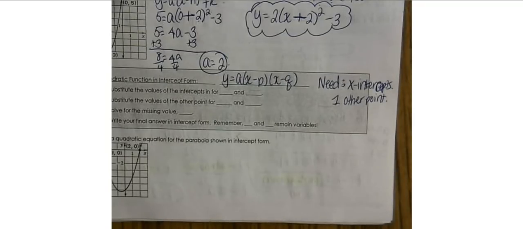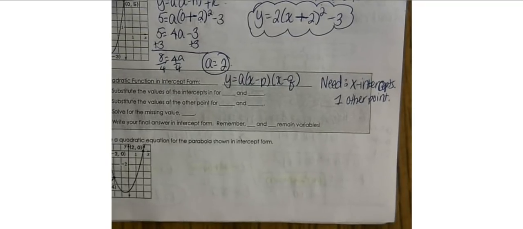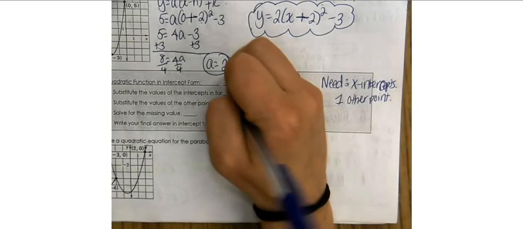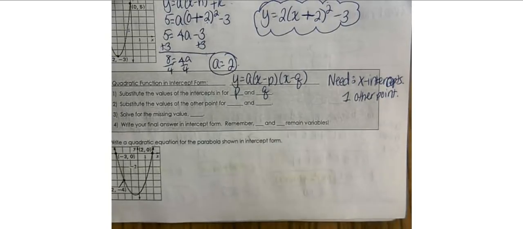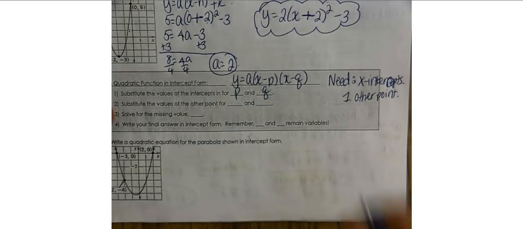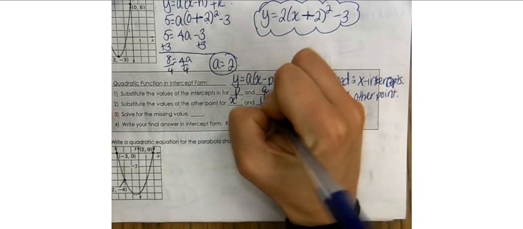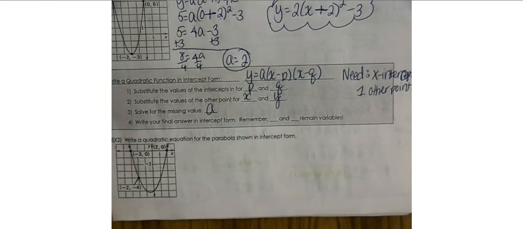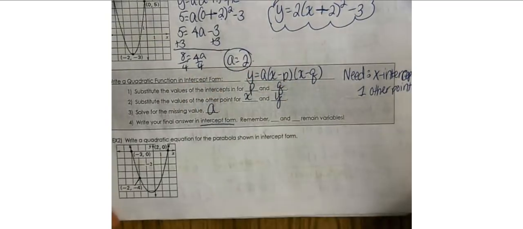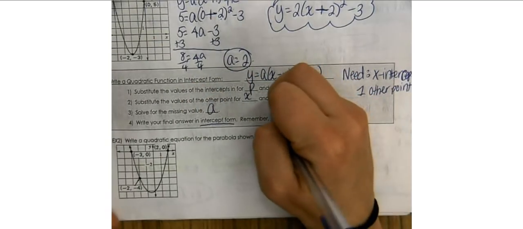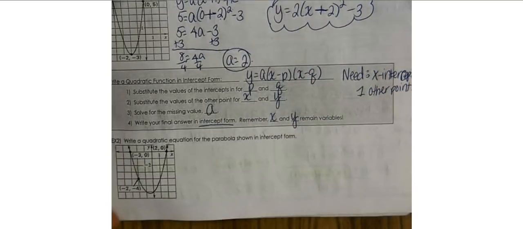So you're going to substitute the values of your x-intercepts in for p and q. That's going to represent your x-intercepts. You're going to plug them into the equation for p and q. Then we're going to substitute the values of the other point, and that's going to be simply an xy. And then you're going to solve for a. You're going to find your value of a. And once you know what a is, you're going to write your final answer in intercept form, remembering that x and y remain as variables.